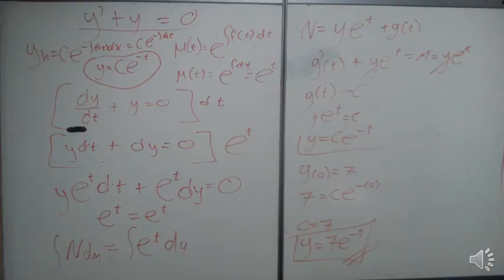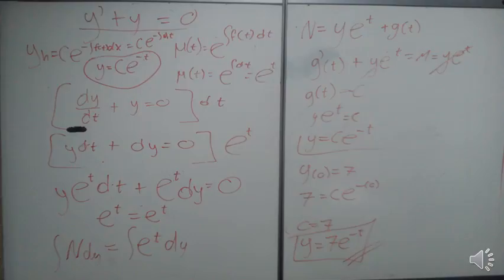All that we multiply by the integrating factor e to the power of t. So now we have y e to the power of t dt plus e to the power of t dy equals 0. Now we have the derivatives of M and N: e to the power of t equals e to the power of t. So now it's an exact differential equation.